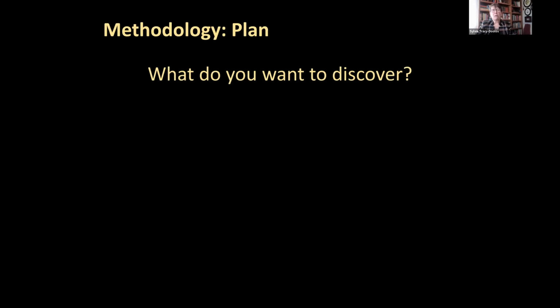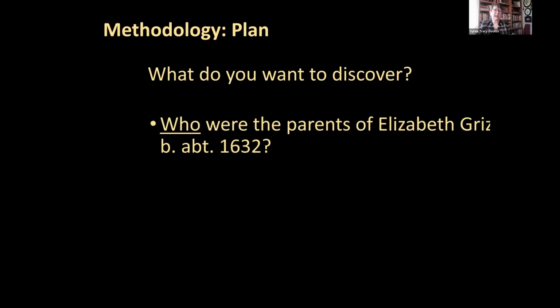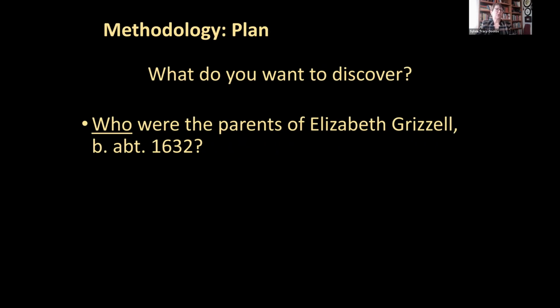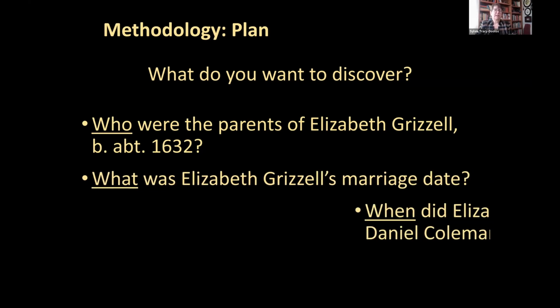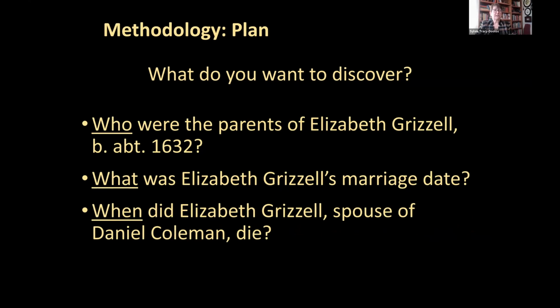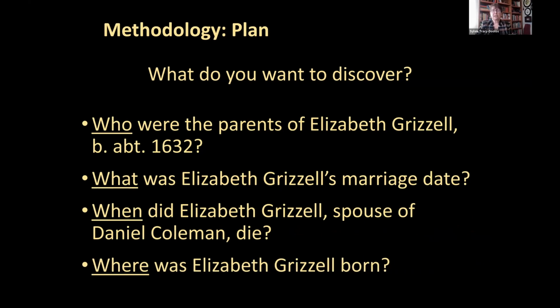And then what do you want to discover? Think about what questions you're actually trying to answer. So I've given you a couple of examples here of just those who, what, when, where type of questions. So who were the parents of Elizabeth Grizel, who was born about 1632? What was Elizabeth Grizel's marriage date? When did Elizabeth Grizel's spouse, Daniel Coleman, die? I still have not found her death record. And where was Elizabeth Grizel born?